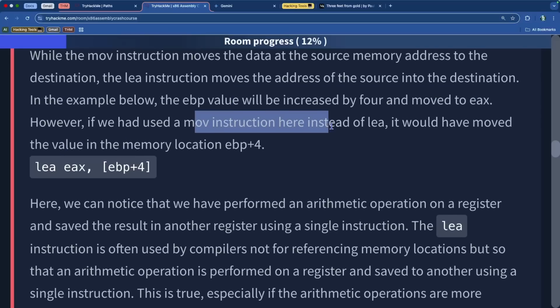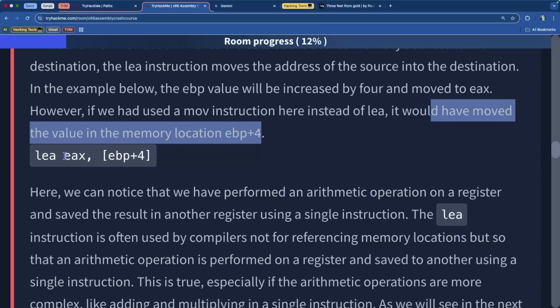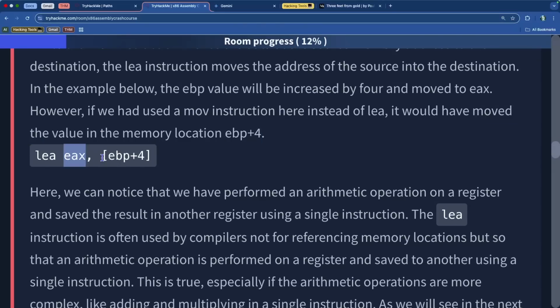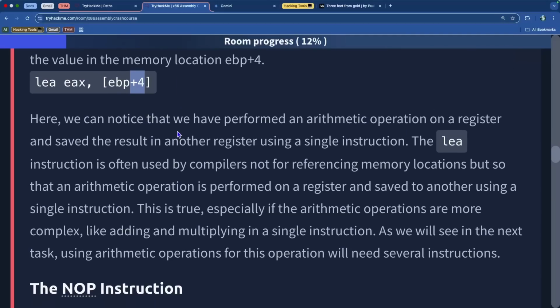However, if we had just used a MOV instruction here, we would have just moved the value itself, the data inside of it, to that location, right? So in this particular case, we're taking the address of it and putting it into EAX. We can notice that we have performed an arithmetic operation on a register and saved the result on another register using a single instruction. And what this arithmetic operation is that they're talking about is that they're adding the 4 bytes at the end of it.